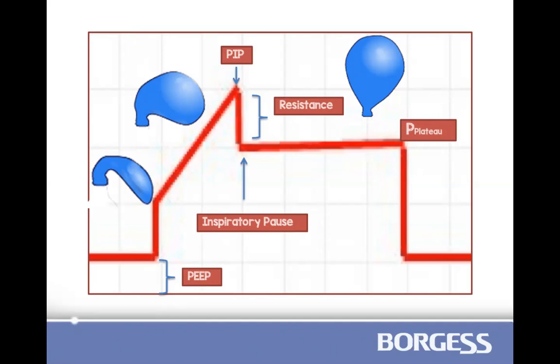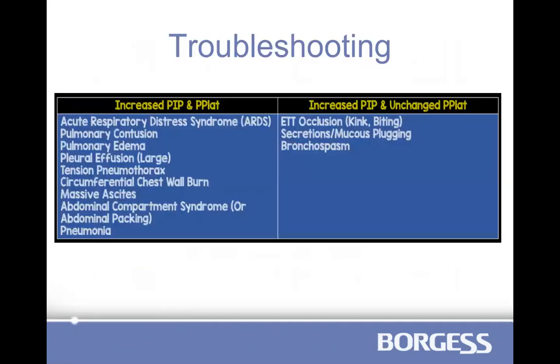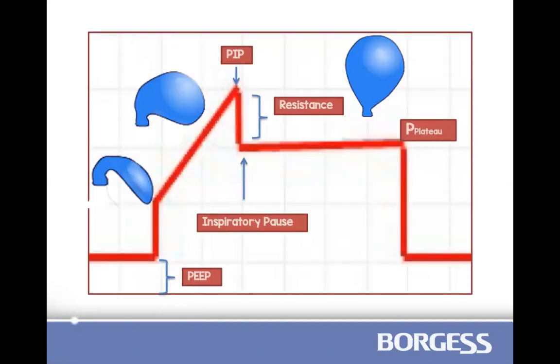So that is also a number that can change. So also things to consider when troubleshooting these patients. If you have both an increase in your peak inspiratory and your plateaus, that's a problem with the actual lung itself to some degree.